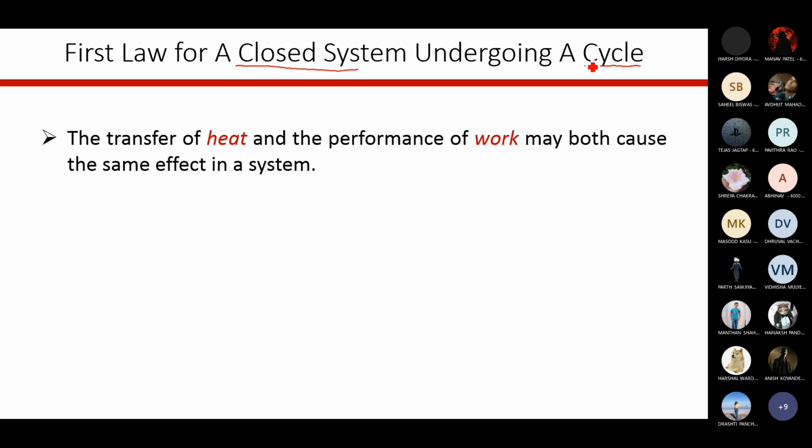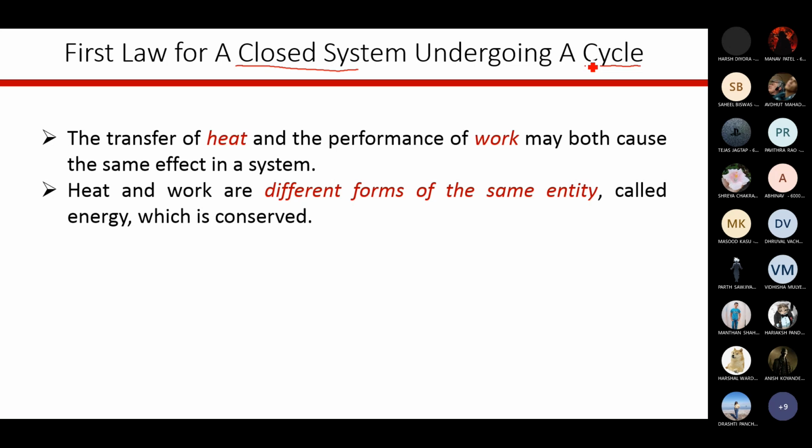We know that the transfer of heat and the performance of work may both cause the same effect in a system. I repeat, the transfer of heat may be from the system or to the system, and the performance of work may be work done by the system or on the system. Both heat and work will cause the same effect in a system. That is the meaning of the first bullet.